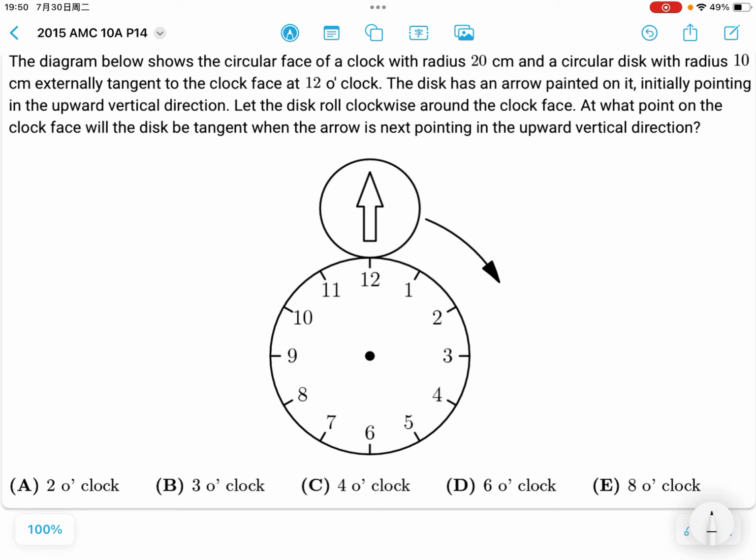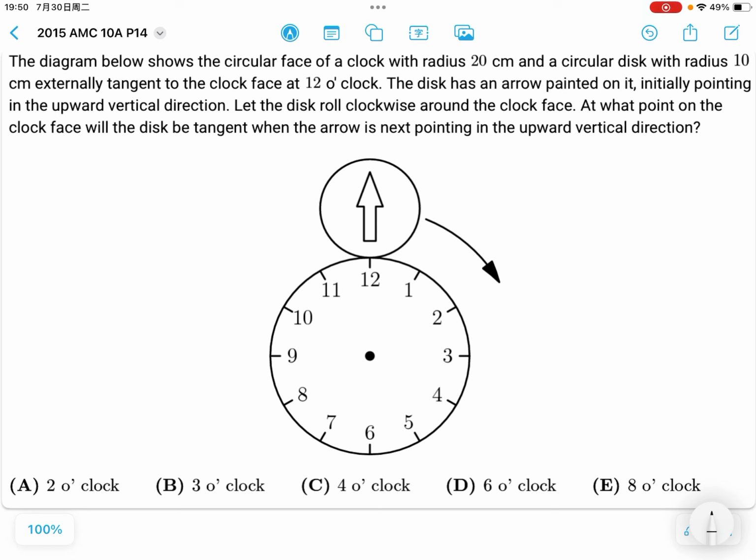At what point on the clock face will the disc be tangent when the arrow is next pointing in the upward vertical direction? So right now we're tempted to choose D, and this is why this question is a trick question.